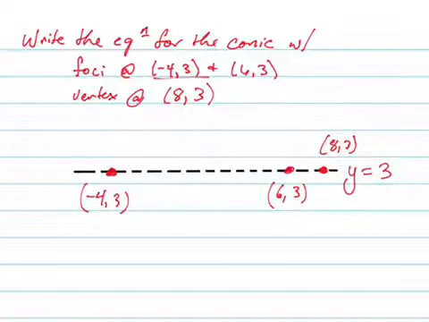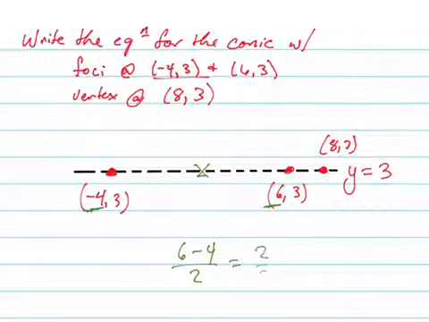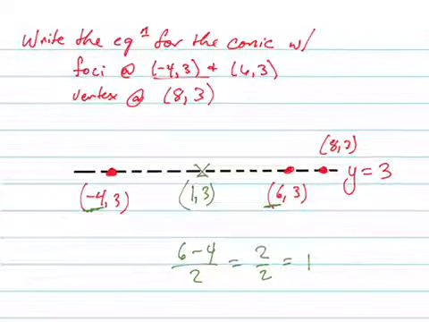So where does my center have to be? The center's got to be somewhere in between them, right here. And what's right in between -4 and +6? It's +1. You just do 6 plus -4, all divided by 2, which is 2 over 2, which is 1. So this is at 1, 3. There's my center. That's nice.